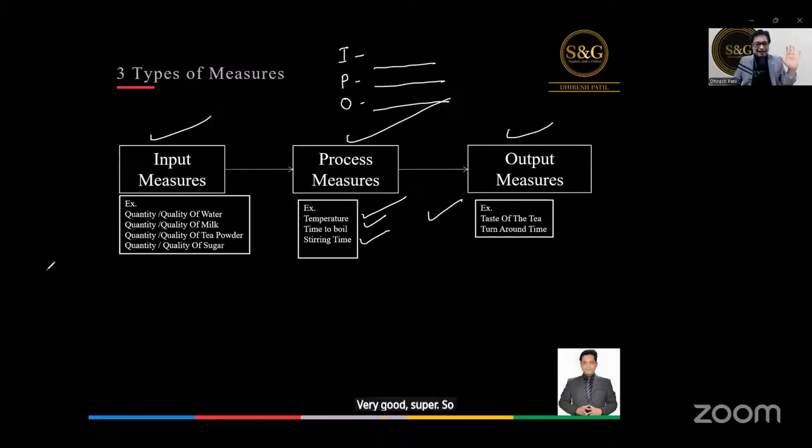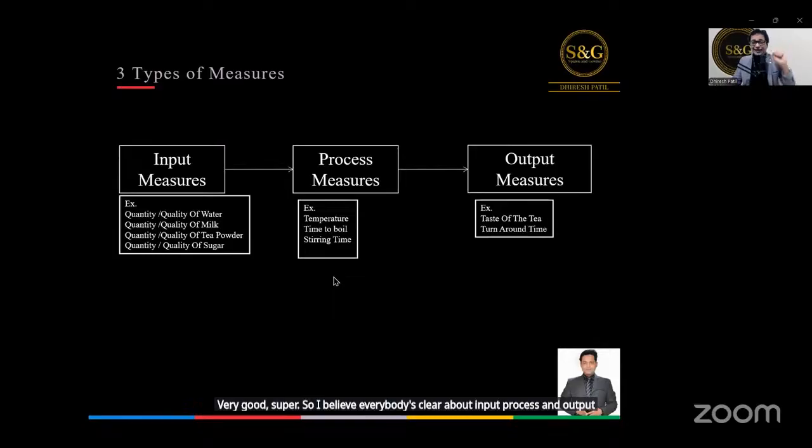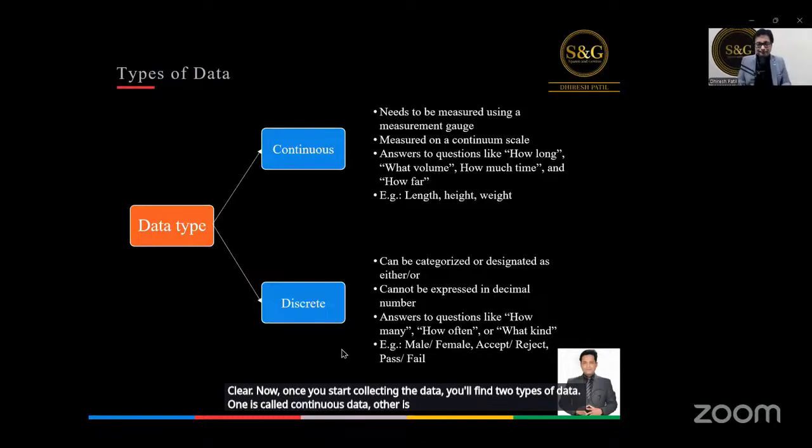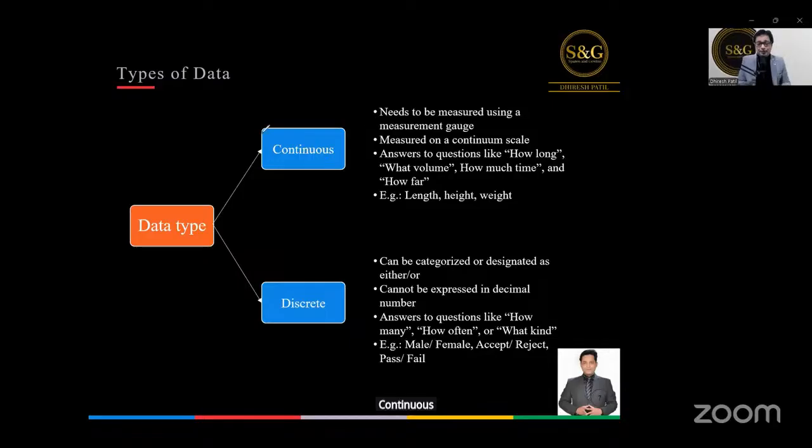So I believe everybody is clear about input, process and output. Clear? Now once you start collecting the data, you will find two types of data. One is called continuous data, other is called discrete data. Continuous data is a data which can be measured. Very important. Continuous data can be measured on a continuous scale.